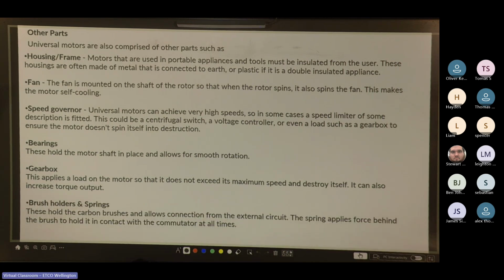And you've got your brush holder and springs. These hold the carbon brushes and allow connection from the external circuit. The spring applies force behind the brush to hold it in contact with the commutator at all times because carbon brushes will eventually wear out over time.